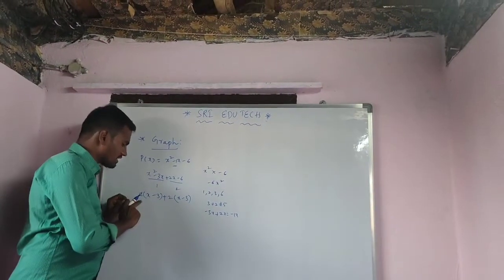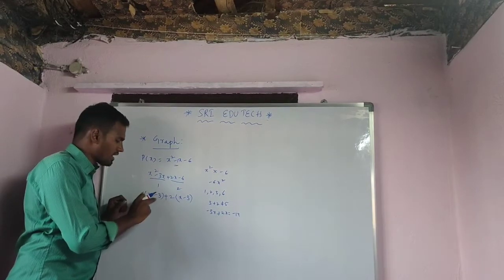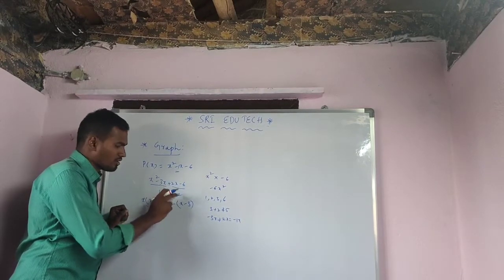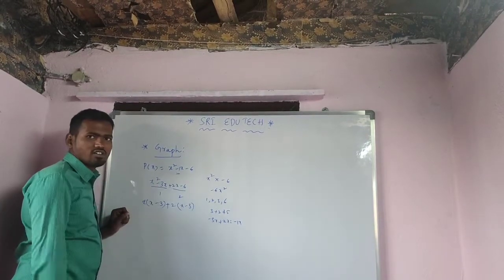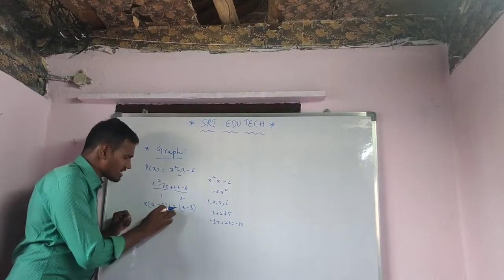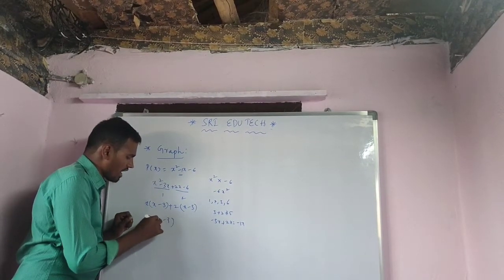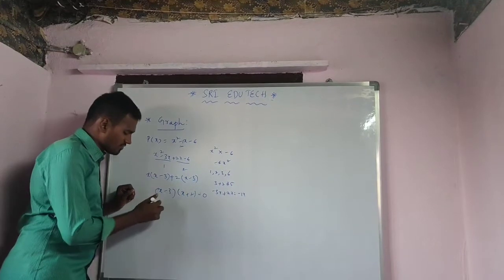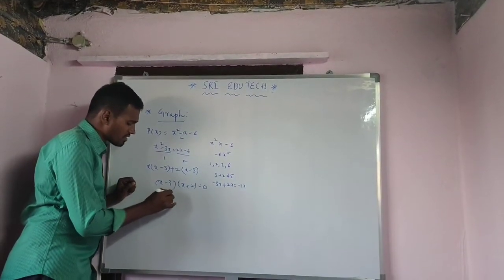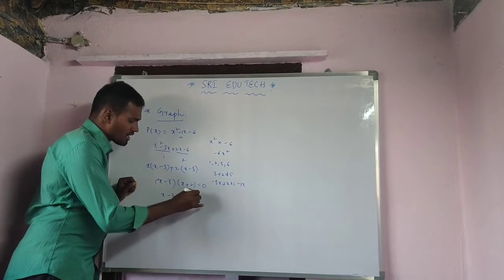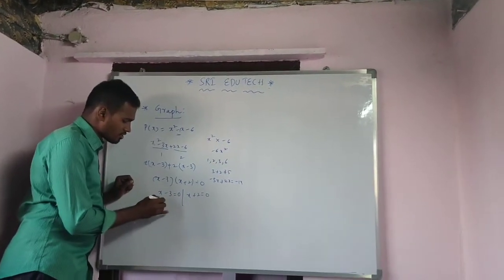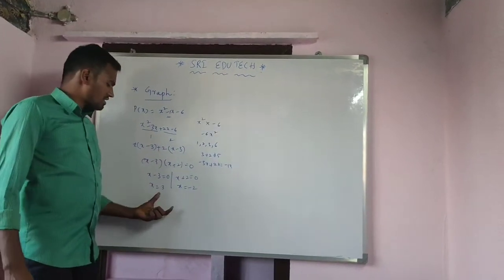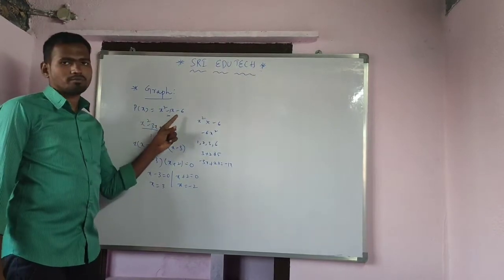Let us check it. x into x is x square, minus x into 3 is 3x, right? Next, 2 into x is 2x, minus 2 threes are 6, right? Next write x minus 3 as one term and x plus 2 as another term, equal to 0, right? Then write them separately: x minus 3 is equal to 0 and x plus 2 is equal to 0. Then x is equal to 3, then x is equal to minus 2, right? So these are the zeros of the given polynomial.